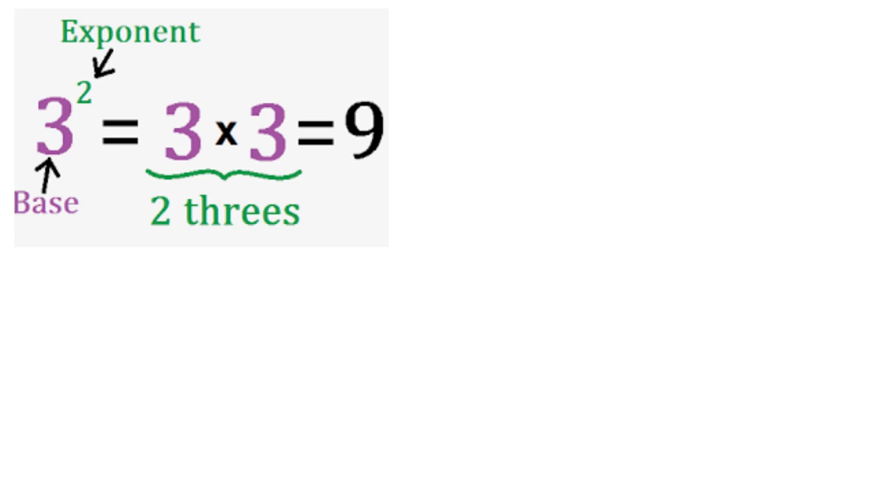Another math technique that you need to be reminded of is how to work an exponent. In this example, you'll see that the base is 3 and the exponent is 2. That means we multiply the 3 times itself twice, and 3 times 3 equals 9.